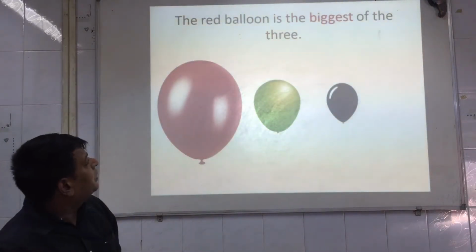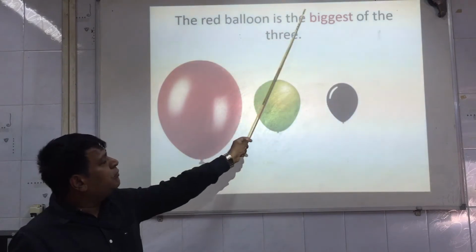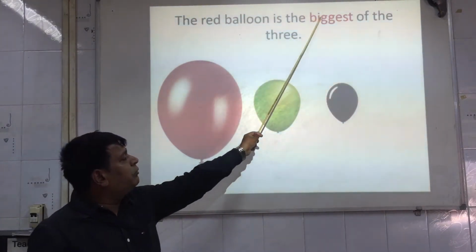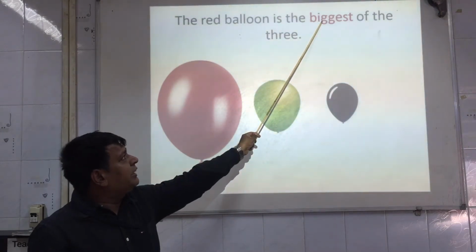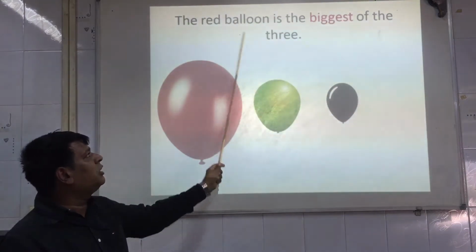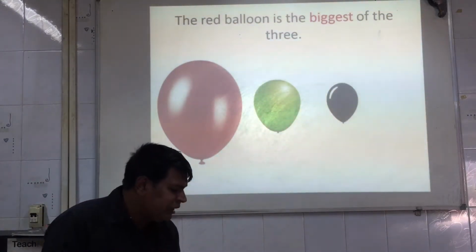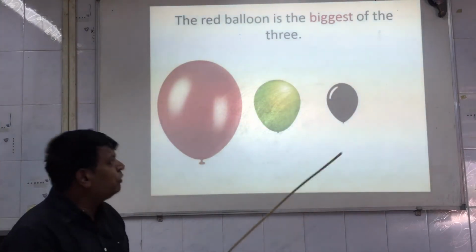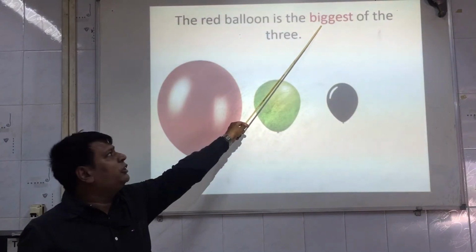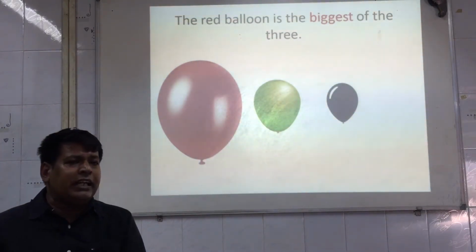See, now here's something new. The red balloon is the biggest of the three. Now here the adjective biggest compares among all the three, that is, among all the three balloons. So that is the superlative form. It compares more than two people, two objects, two places or actions.